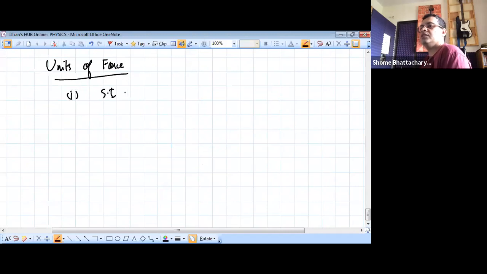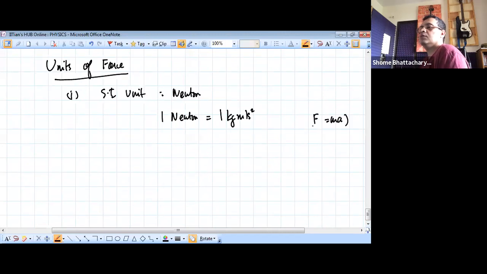The SI unit is the one we typically use. It is the Newton, where 1 Newton equals 1 kilogram meter per second square. It's coming from F is equal to ma.